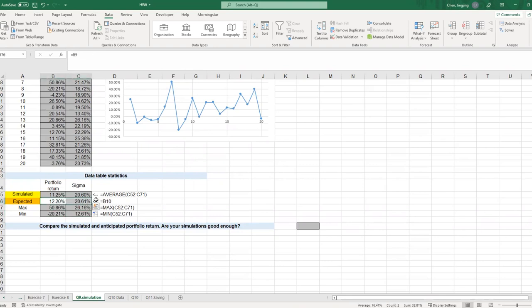So on average, our estimates are pretty close here. Our simulated returns are pretty close to the actual return. You can compare here the simulated and anticipated portfolio return. Is your estimation good enough? Just looking at the difference of these two, I think my calculation shows a pretty nice convergence to the true value of this anticipated portfolio return and sigma.